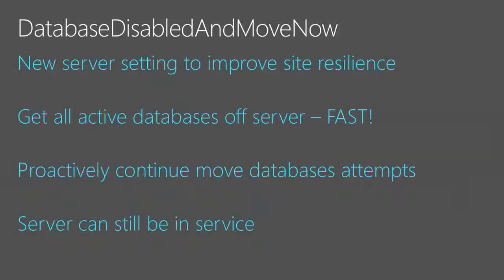So it's a new setting. We introduced it late in 2013, and of course, it's in 2016 as well. And like I said, it's primarily designed to be the fastest way to get databases off the box. It's basically a continuous move attempt. So the server can remain in service, actively servicing clients or doing whatever you need it to do, all the while we're trying to move active service off of that box. And then once we've done that, the server's just in a completely passive state at that point.